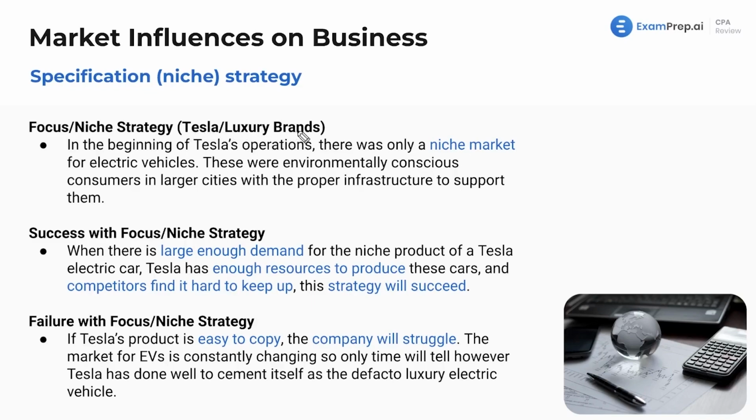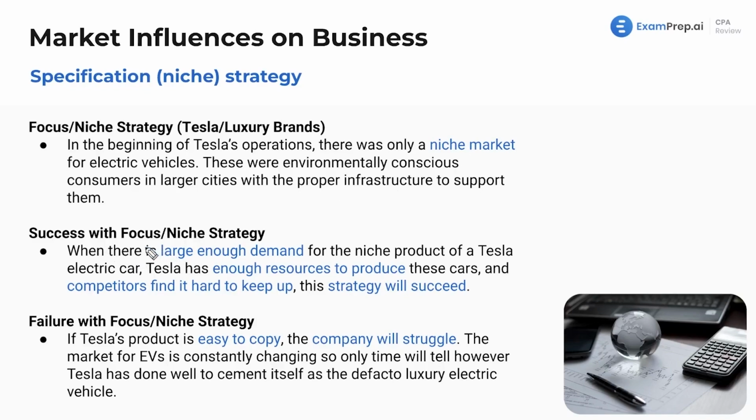Luxury brands as well. We've got high-end bags, high-end jewelry. So, in the beginning of Tesla's operations, there was only a niche market for electric vehicles. Again, that market is growing more and more each year. So, I'm just using this example of Tesla in, let's say, 2016. These were environmentally conscious consumers in larger cities with the proper infrastructure to support them. Super niche, super focused: environmentally conscious, large cities, proper infrastructure.